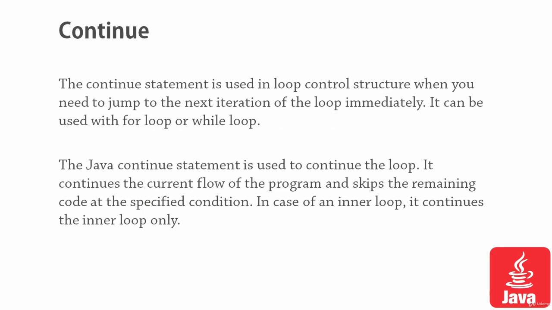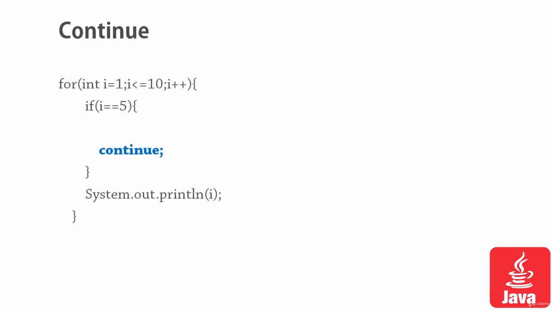Suppose you have three conditions A, B, and C inside a loop, and you want to execute only A and B when a certain event occurs. You can place A and B inside an if statement and then write a continue. When this condition is matched, A and B will be executed and C will not be executed, and the loop continuation will be done. In that case, you can use this continue statement. You can also use it in an inner loop, where only the inner loop continues.